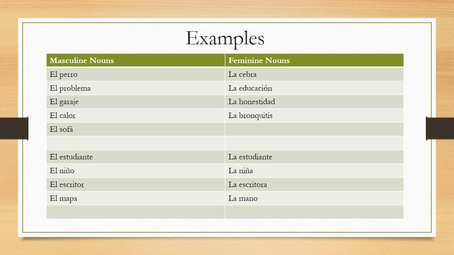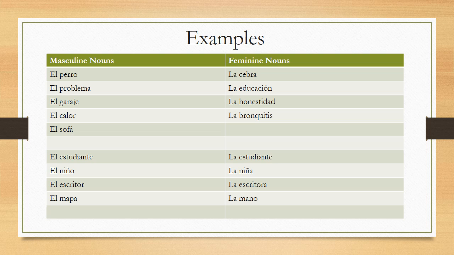Okay, these are two just blatant rule breakers. There are some. El mapa, that ends in an A, and it's masculine. It just is. So it just blatantly ends in an A, but still dares to be masculine. It just does that. I don't know why. There's some words that do.